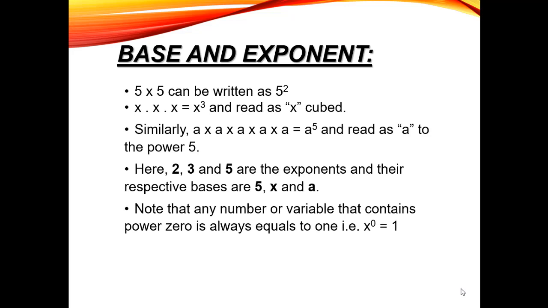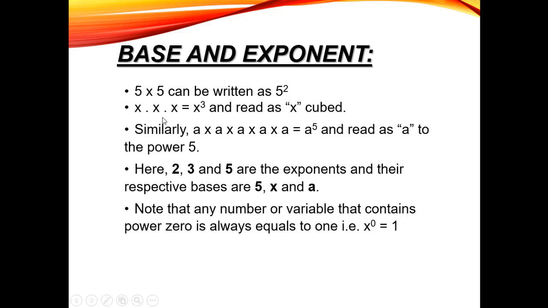Now, base and exponent. What are the bases and what are the exponents? 5 cross 5, meaning 5 times 5, can be written as 5 square. Similarly, x dot x dot x. The dot is also used in place of multiplication. It means that these 3 x's are multiplying with each other, and we know that when the bases are the same in multiplication, we need to add the powers. This x has power 1, this x also has power 1, and this x also has power 1, so 1 plus 1 plus 1 becomes 3, and we read this as x cubed.